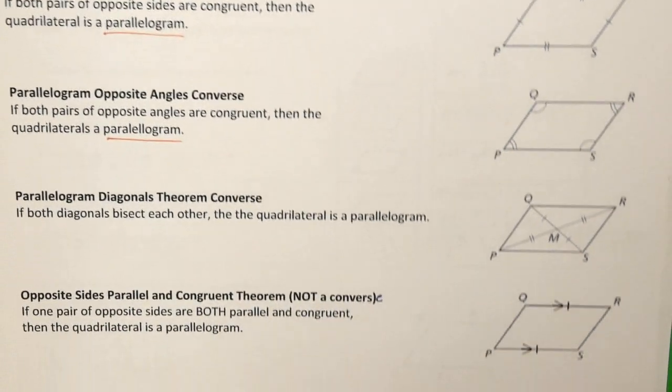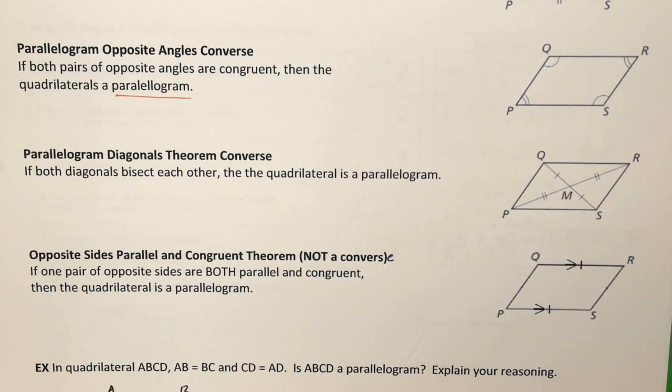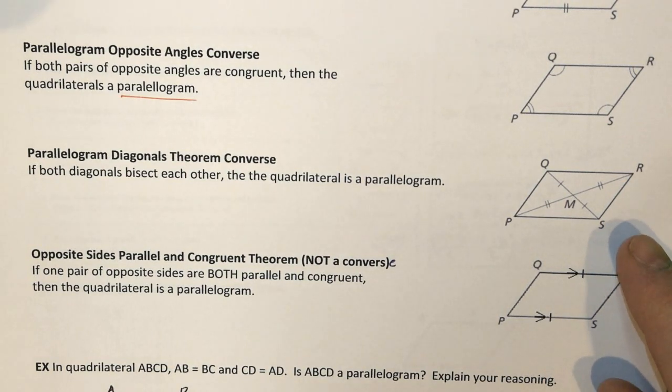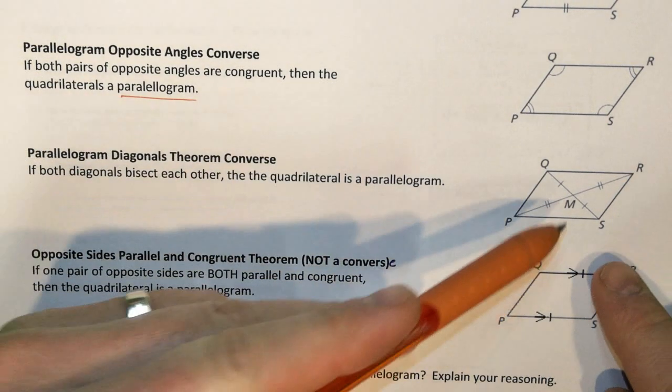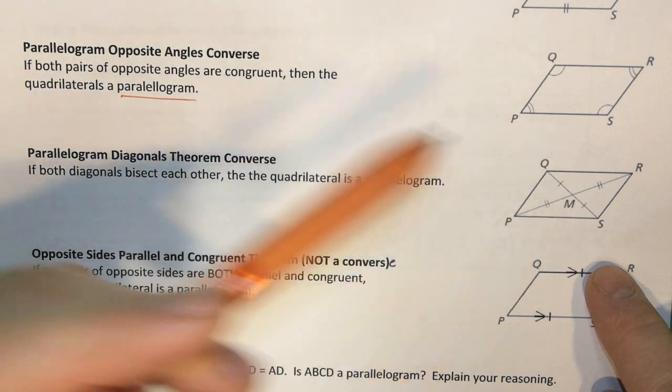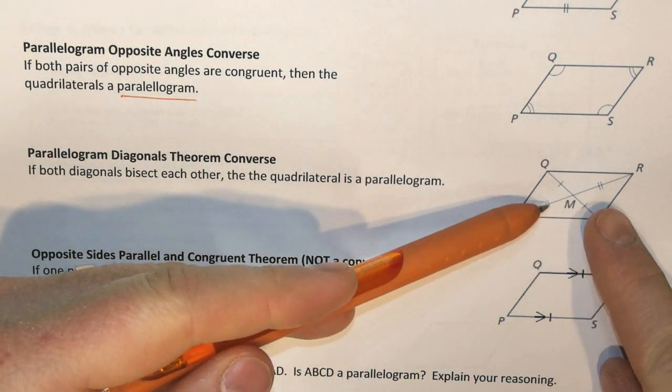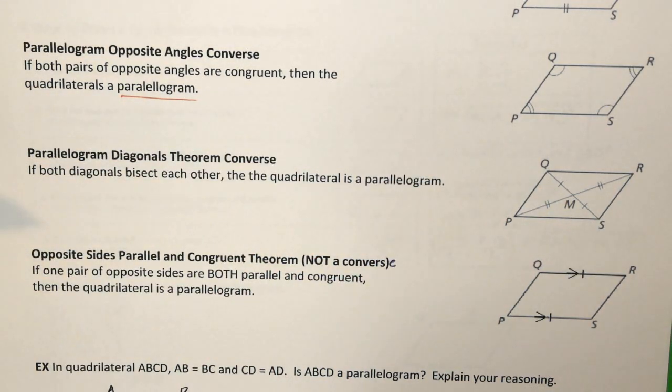Third one right here, parallelogram, diagonals, theorem, converse. This one starts off with both diagonals going to bisect each other. So this point M right here is called M because it is a midpoint. And you have 2 sets of congruency on either side of the diagonal midpoint.